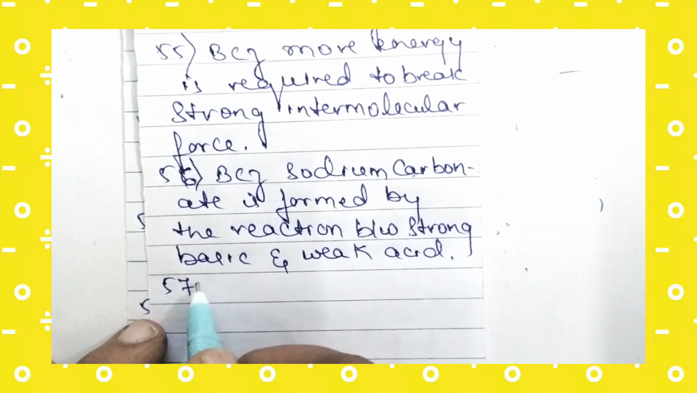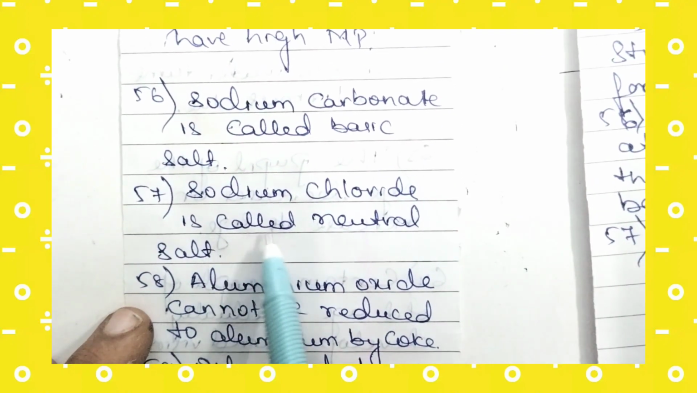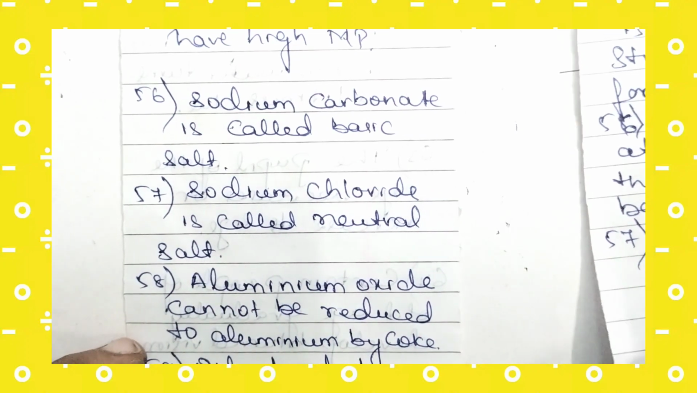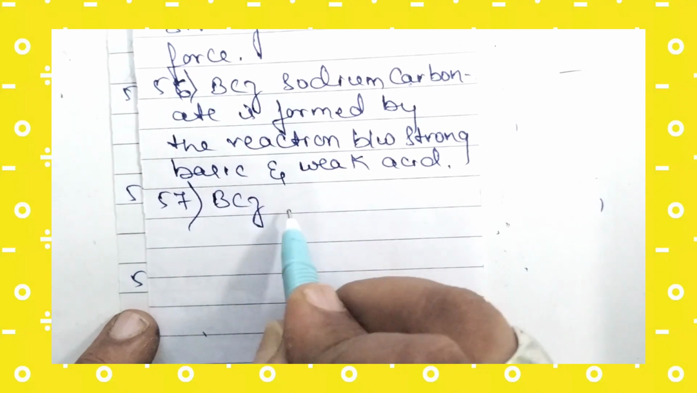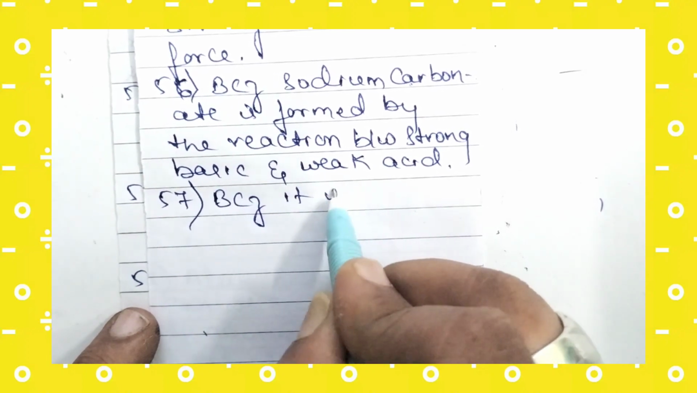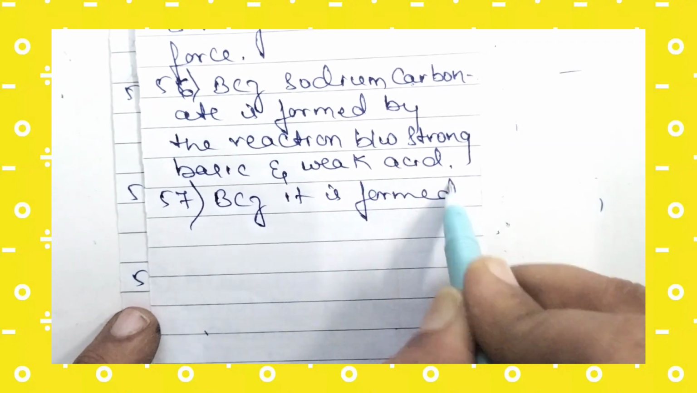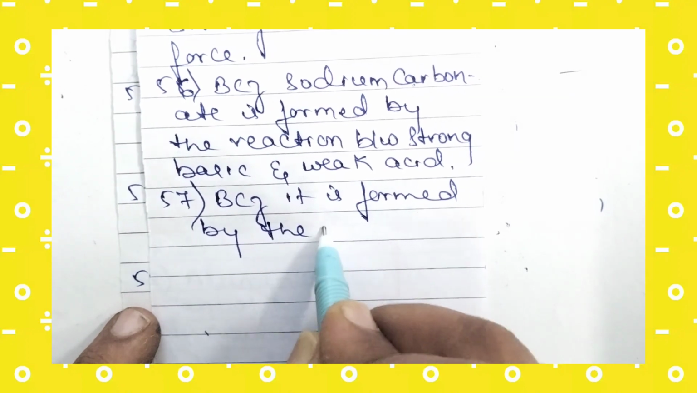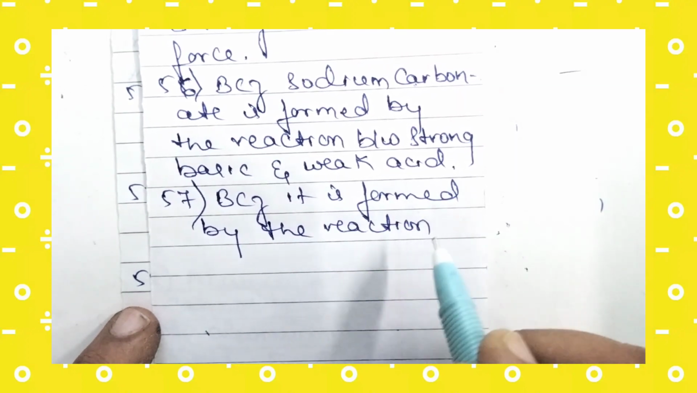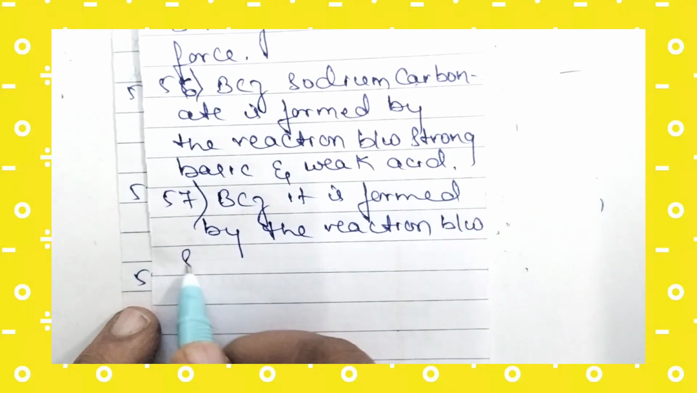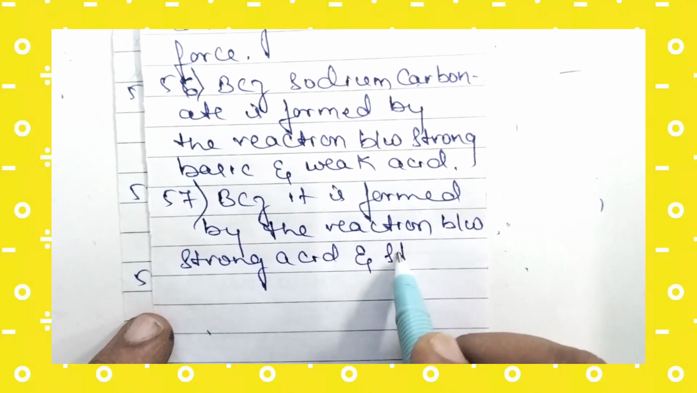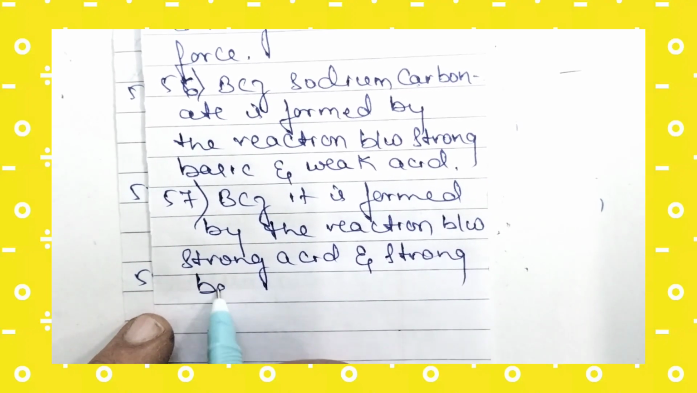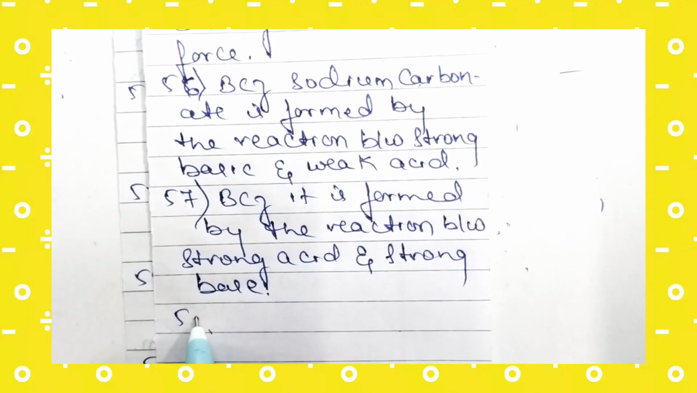So now let us move for 57th question. So 57th question is sodium chloride is called a neutral salt. Sodium chloride is a neutral salt because it is formed by the reaction between strong acid and strong base. Both are strong, then we will get neutral salt.